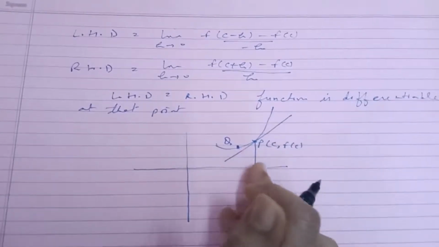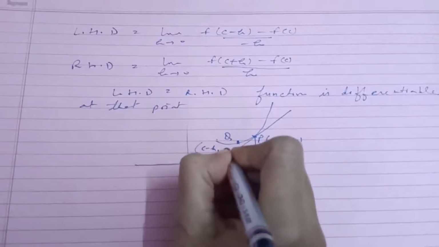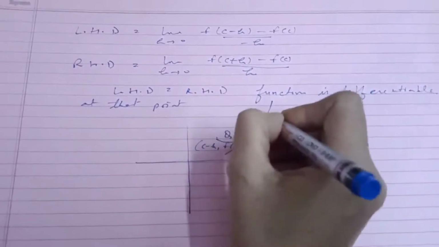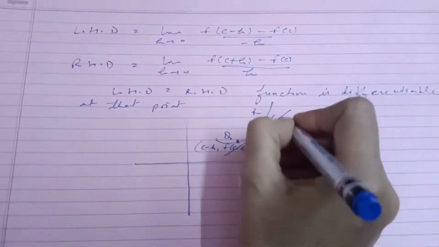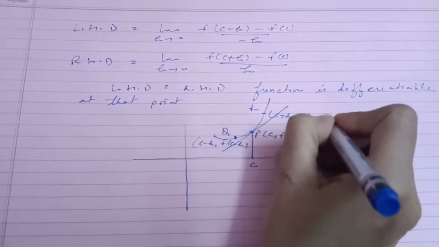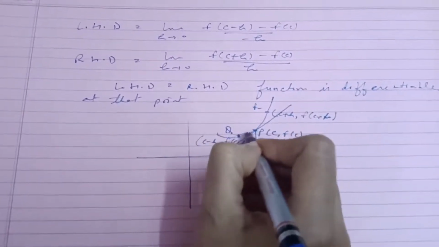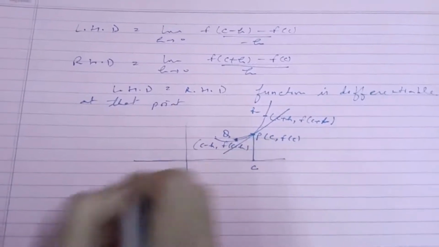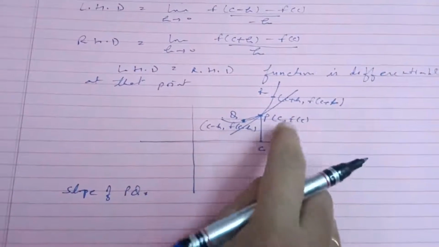Similarly, take R as the point c plus h, with the function's value at c plus h. So if I take the chord PQ, what is the slope of PQ? The slope of PQ is y2 minus y1.